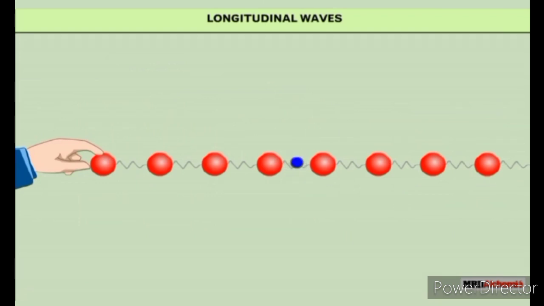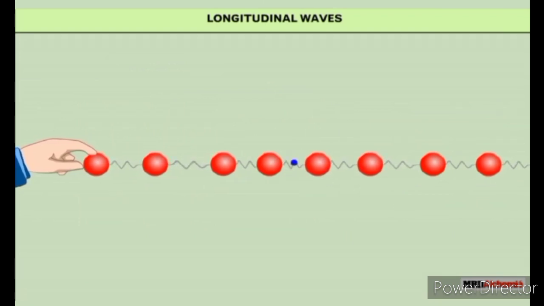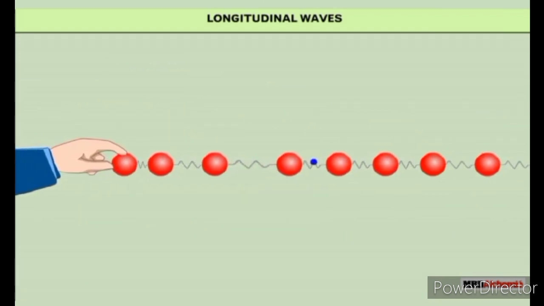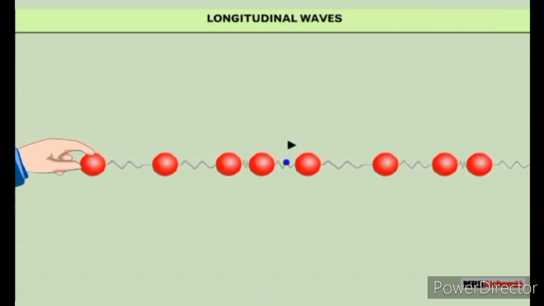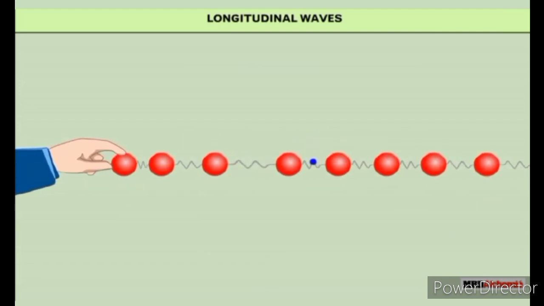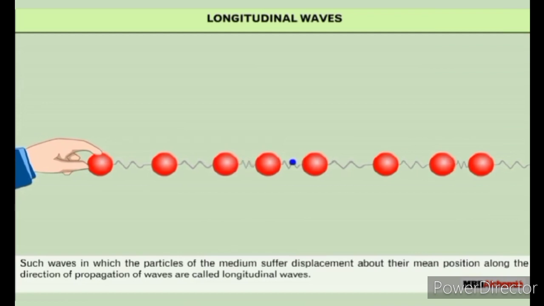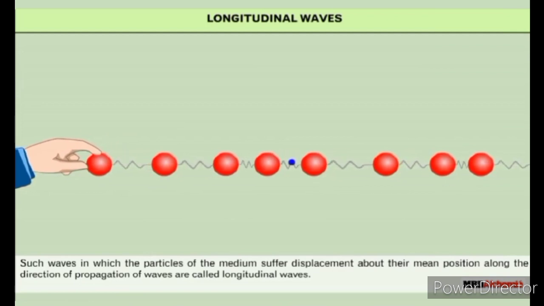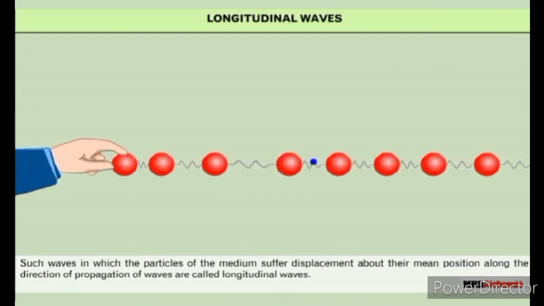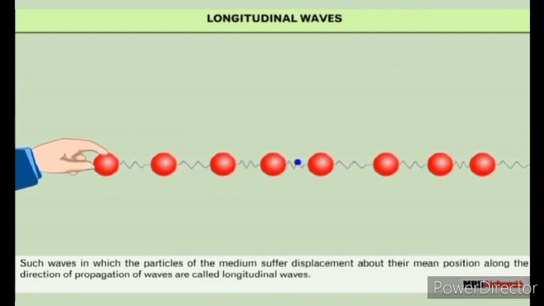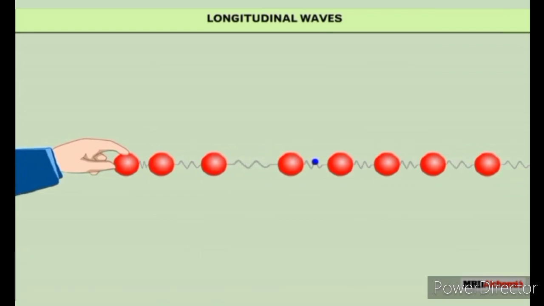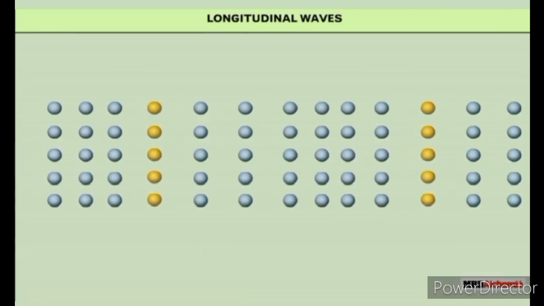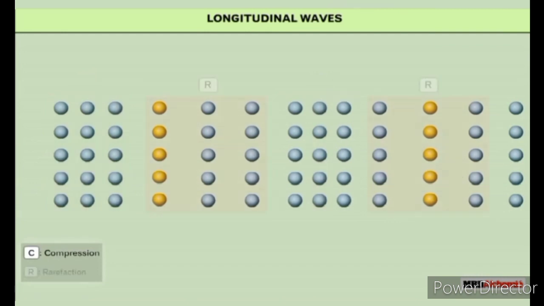Let us mark a point on the spring and observe its motion. You will observe the point moving left and right. Such waves in which the particles of the medium suffer displacement about their mean position along the direction of propagation of waves are called longitudinal waves. These waves travel in the form of compression and rarefaction.